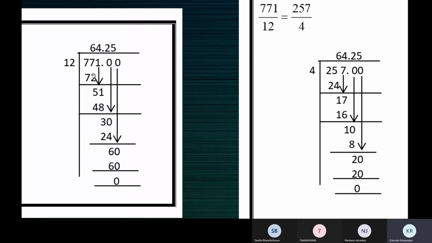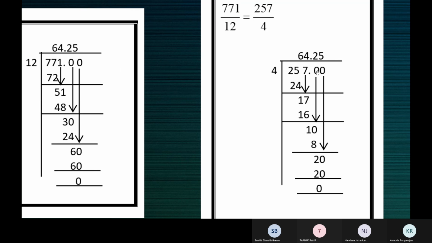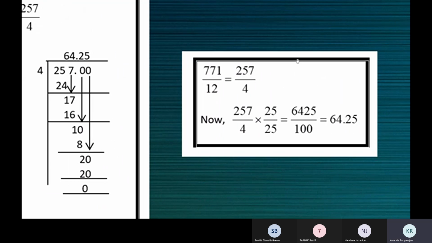So you can do the direct division like this. If you did not simplify 771 by 12 directly, when you divide, the quotient will be 64.25. Suppose you simplified by 3 and then you perform the division. Still you will get the same answer. Otherwise, it's a long division.